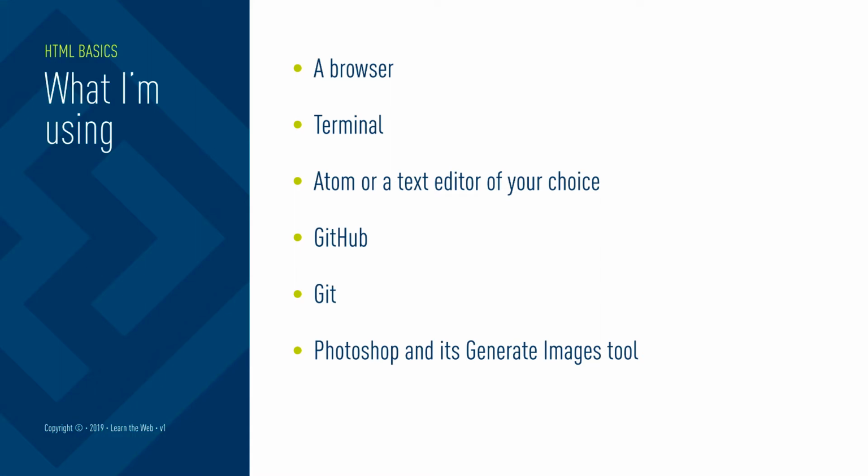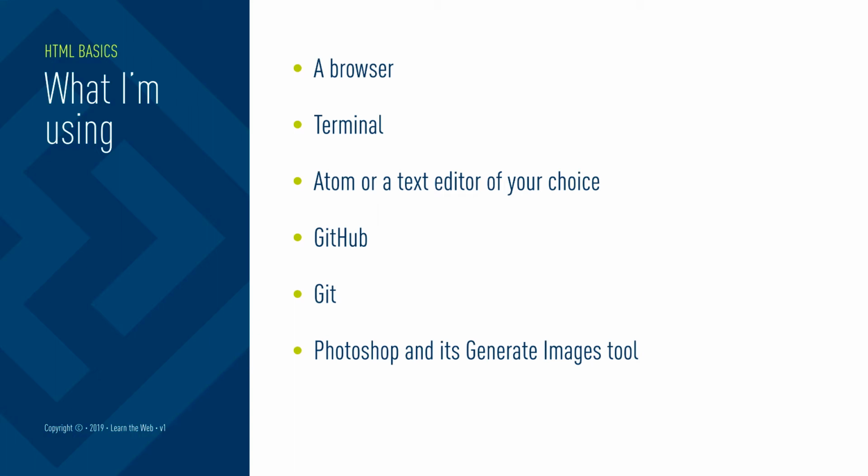We're going to build a very simple first website, and these are the things that I'm going to use in this website. We're going to use a browser, we're going to use Terminal, we're going to use Atom or a text editor of your choice. We're going to set things up on GitHub as well. We're going to use Git. We're going to use Photoshop and its Generate Images tool.